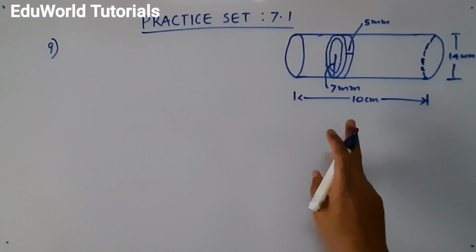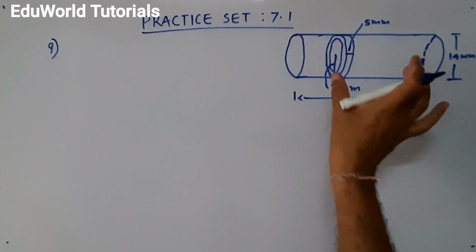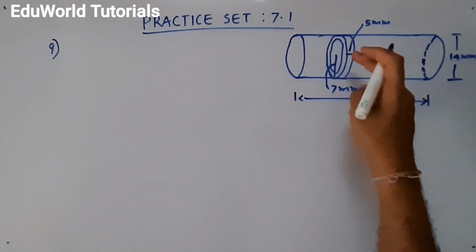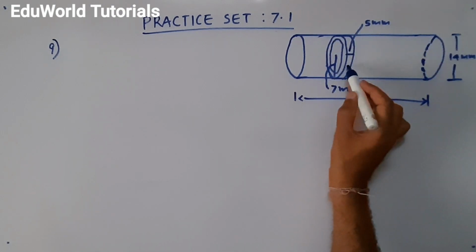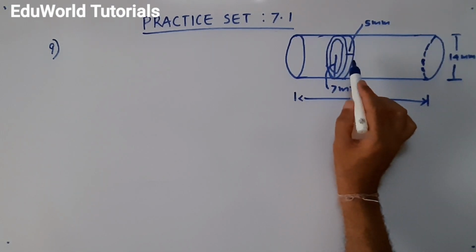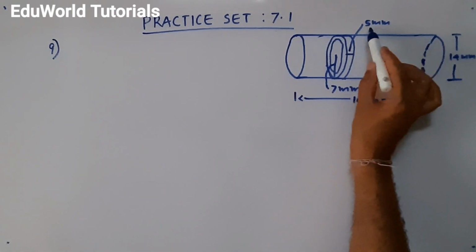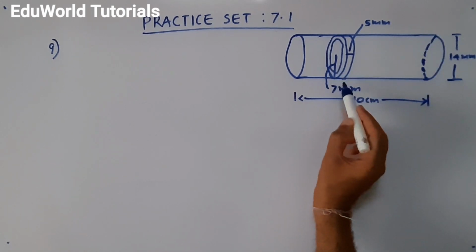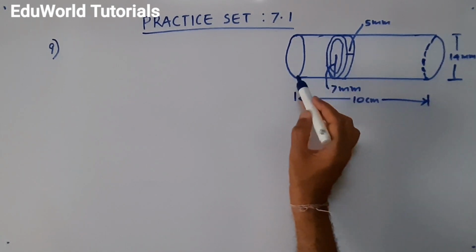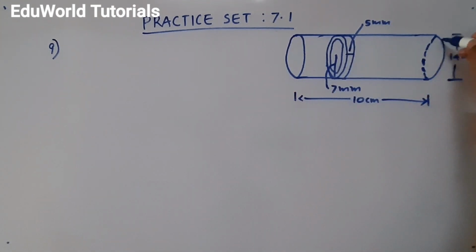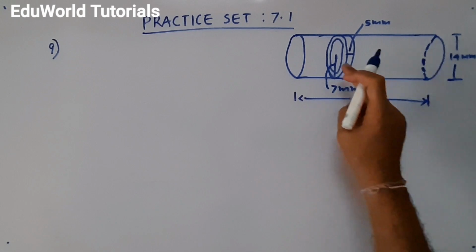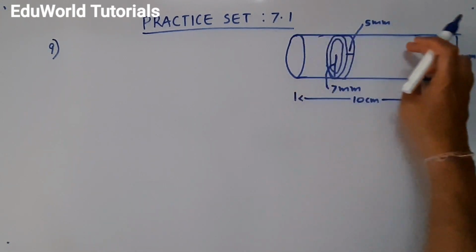So students, the concept of the 9th sum is, they are saying that there is a cylindrical wrapper, inside which there are cylindrical tablets, coin shaped tablets. I have drawn one. They have given the dimensions of the tablet. They are saying that the thickness of every tablet is 5 millimeter and the radius of every tablet is 7 millimeter, whereas the length of the cylindrical wrapper is 10 centimeter and its diameter is 14 millimeter. Now they have asked how many such tablets can be kept inside this wrapper.